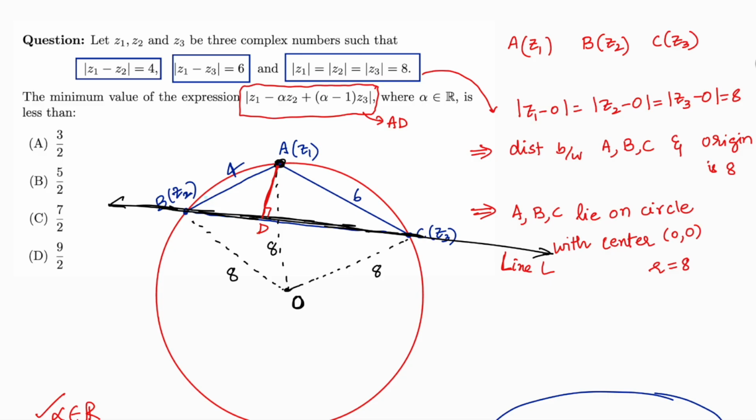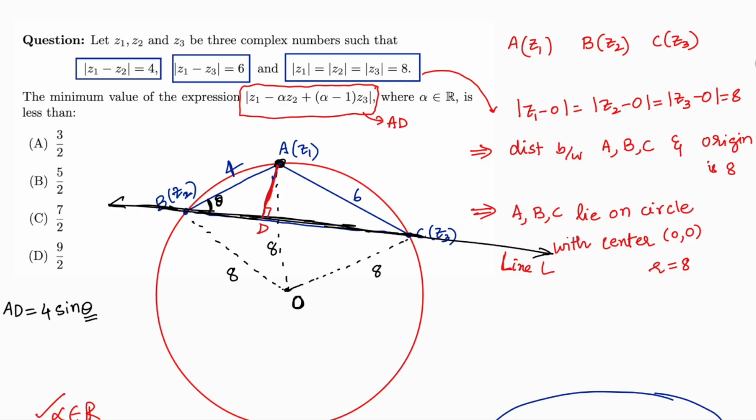To find AD length, let me take this angle as theta. This side length is 4, right? So what will be this AD length now? If this particular angle is theta, this is 4 cos theta, and this would be 4 sin theta. So AD length is 4 sin theta. To solve this problem, all I need to do is find this theta.